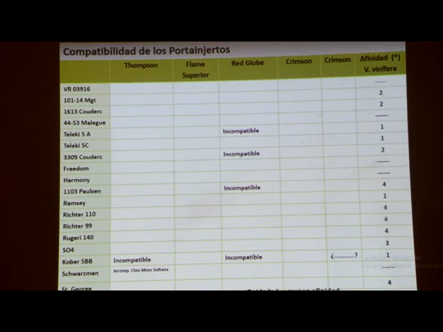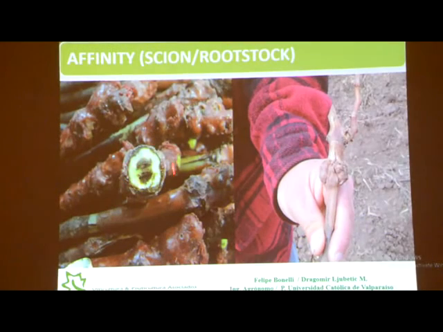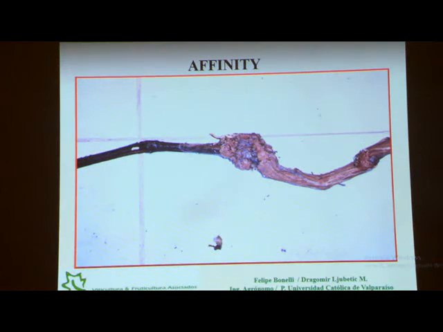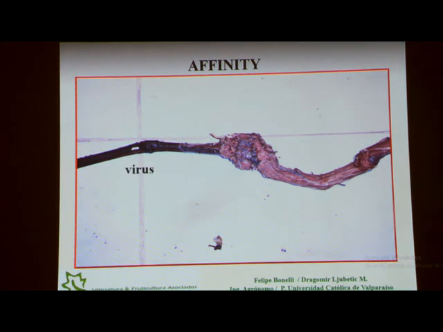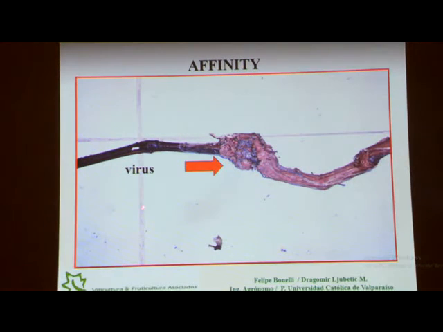So answering your question, we haven't found any of those viruses in Flame, Thompson or Crimson. Affinity: very good welding, very good union, or very bad union. If we have affinity, we could get incompatibility by virus. So if we have good affinity in the beginning, it doesn't mean that we're going to have compatibility in the next years.